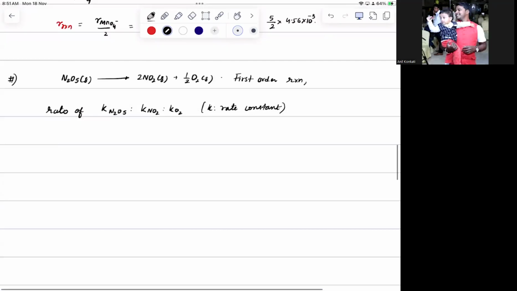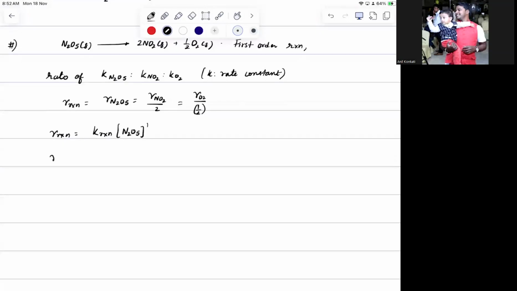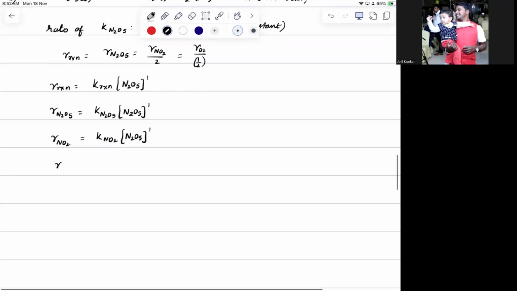So again, the rate of reaction will be equal to rate of N2O5, which is equal to rate of NO2 by 2, which is equal to rate of O2 by half. So the rate of reaction is generally written as K of the reaction into N2O5 raised to power of 1, because I have given it as first order. Now if I have to write the rate in terms of N2O5, then it will be the rate constant of N2O5. There is always confusion between these rate constant values, so be careful in which terms you are writing the rate. If you are writing in terms of NO2, then it will be the rate constant of NO2 times N2O5 power 1. And rate of O2 is equal to the rate constant of O2 into N2O5 raised to power of 1.